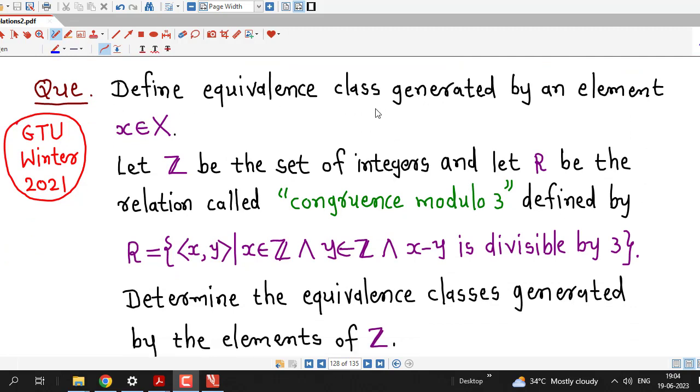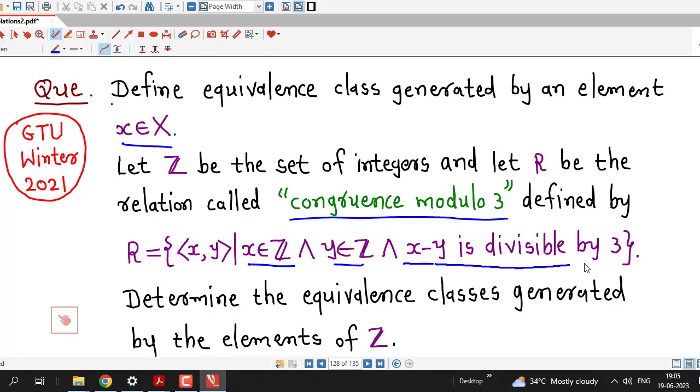The question is: define the equivalence class generated by an element x in a set, say capital X, and let Z denote the set of integers and let R be the relation called congruence modulo 3 defined by R equal to the ordered pairs (x, y) where x and y are integers and x minus y is divisible by 3. Determine the equivalence classes generated by the elements of Z.